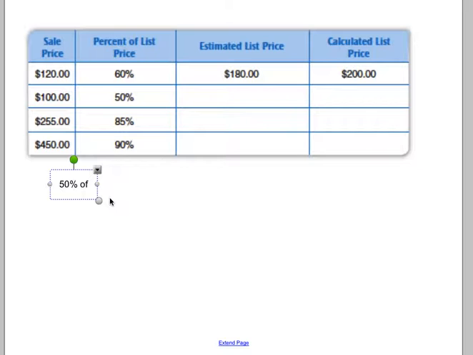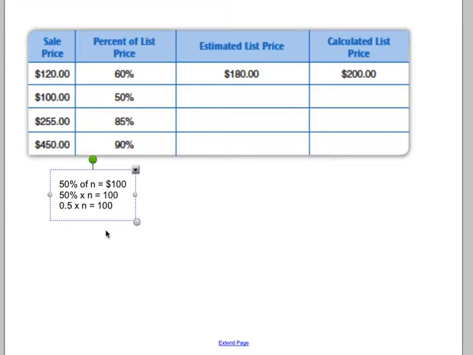50% of something equals 100, or $100. Okay, 50% of something equals $100. That's like saying 50% times something equals 100, right? And if I think of 50% in either a decimal or a fraction, I'm thinking as a decimal, 0.5 times something equals 100.